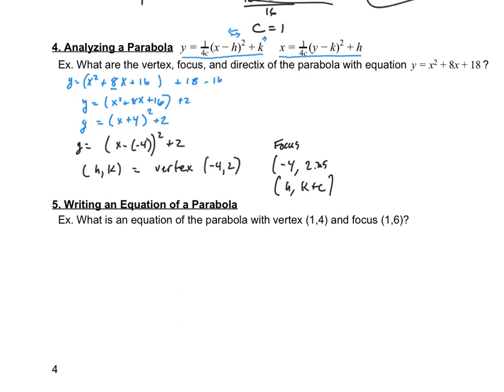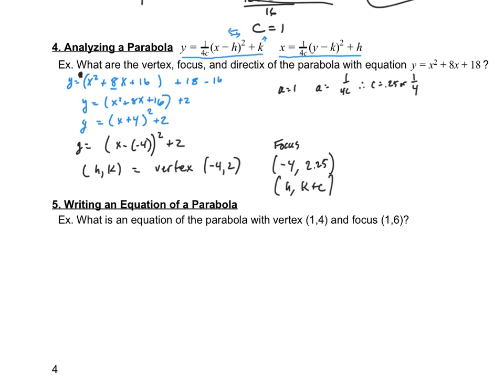Or if I should work that out, we know that in this standard equation, a is equal to 1, and we know that a is also equal to 1 over 4c. Therefore, c is going to be equal to 0.25, or 1/4. And just to make this a little more legible, k plus c is going to be 2 plus 1/4, or 2.25.